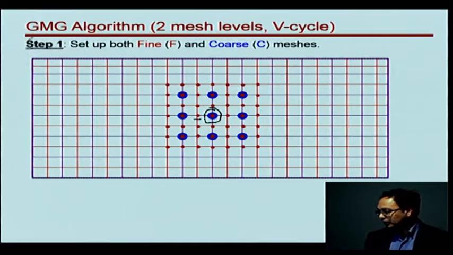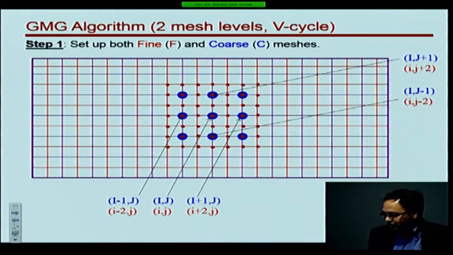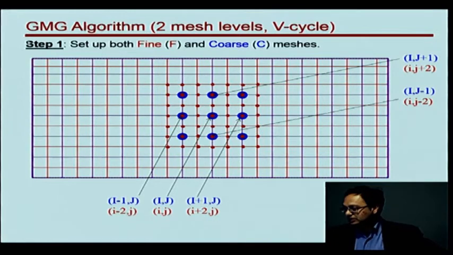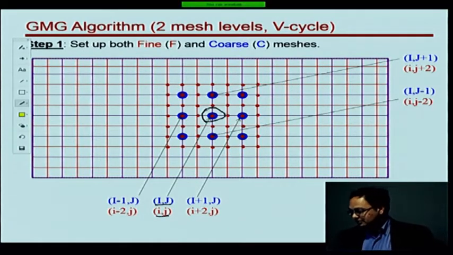Now here I have denoted these nodes by indices that you're familiar with, i and j. I'm using small letters for fine mesh nodes and capital letters for coarse mesh nodes. For example, the central node right here has an index small i comma j, that's a fine mesh index, and then there is also a capital I comma J. Similarly, the one here is i plus 2 comma j for the fine mesh, but I plus 1 comma J for the coarse mesh, and so on.